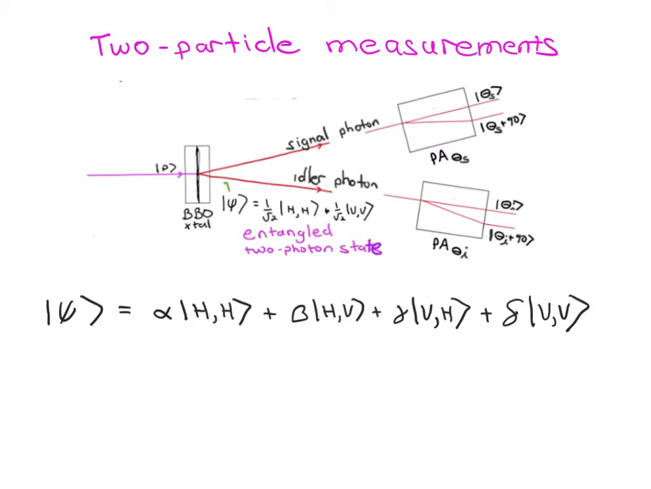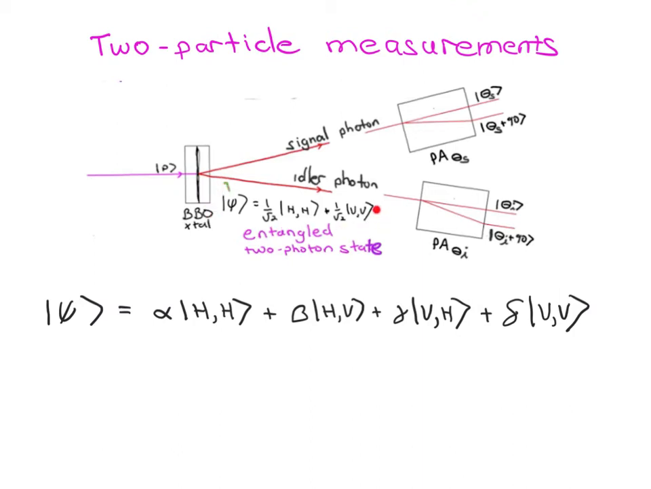So that's one particular two-particle state. But in general, you can represent the polarization state of two particles as a linear combination of these four different basis states. So for two particles, you need four basis states to represent. 2 to the 2 is how we get to 4.